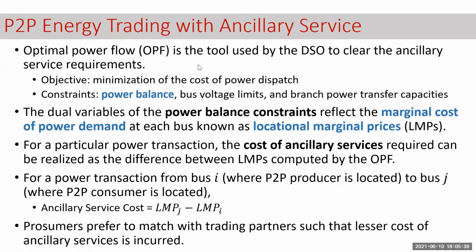One of the basic tools used by the DSO to compute these ancillary services requirements, or for market clearing, is optimal power flow. That is a traditional one. Since it is an optimization problem, it has an objective function, which is basically minimizing the cost of dispatch. The constraints are the power balance at each node, which includes all the power flow equations, bus voltage limits, and branch flow transfer capacities. When you take power from one node to another, which source you need to dispatch will be decided by the DSO in a centralized manner.